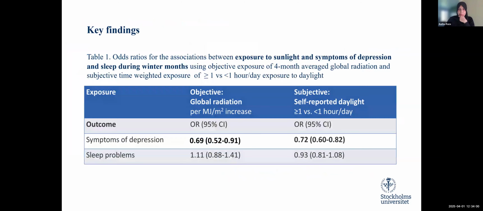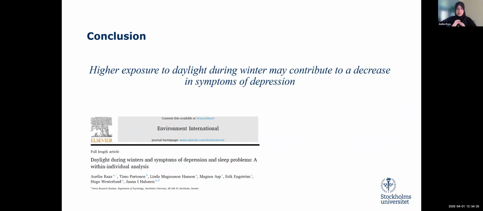So I'm almost there. In our findings, we observed a protective association between exposure to global radiation and symptoms of depression, and our self-reported exposure complemented this finding. However, the results for sleep were inconsistent. Based on the results, we concluded that brighter winter conditions may contribute to a decrease in self-reported symptoms of depression.